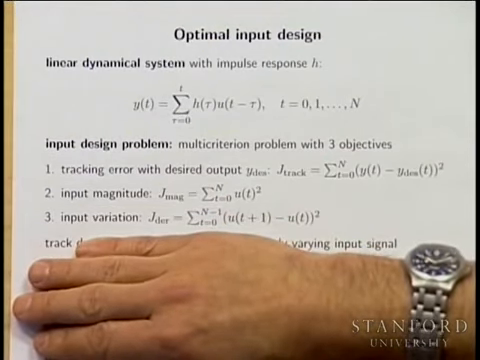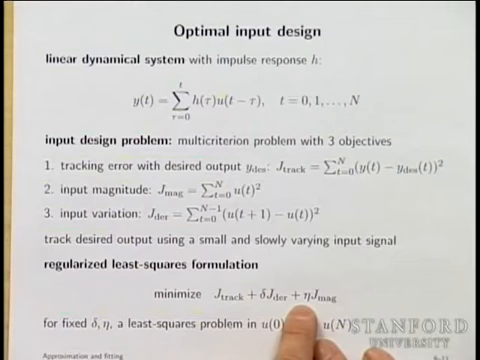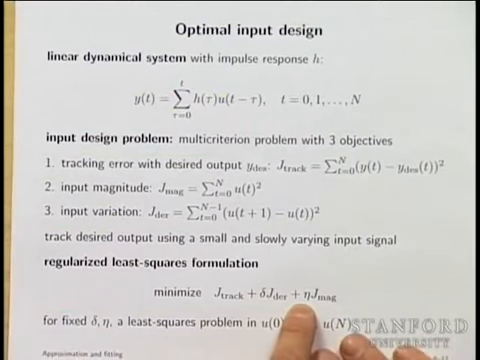We're going to minimize J track plus delta J derivative, I suppose, and eta times J of u. That's really, really irritating. Okay, sorry.